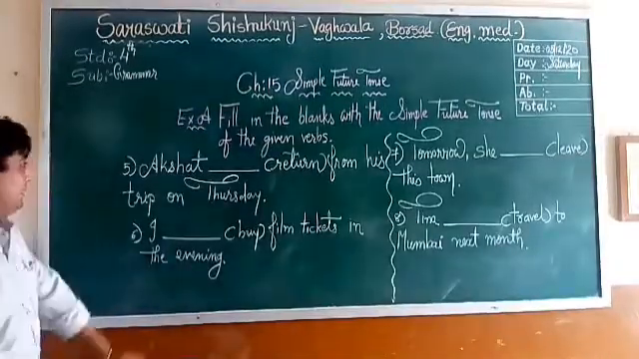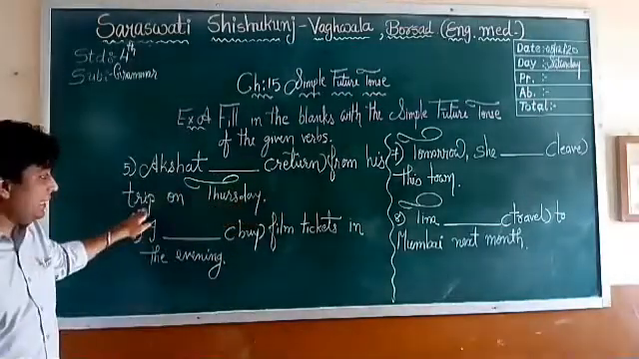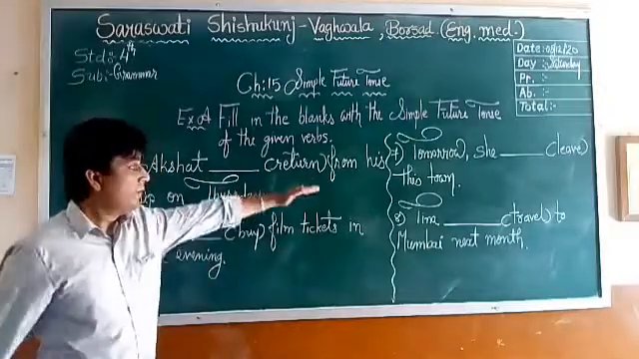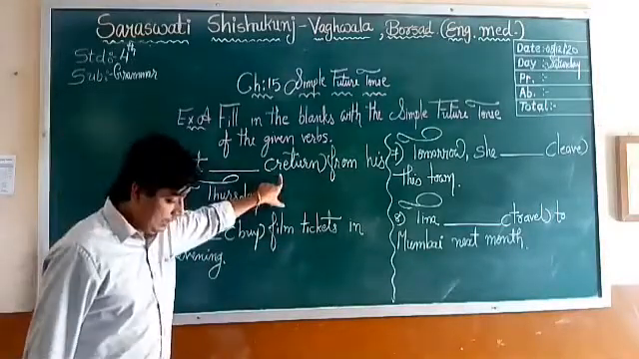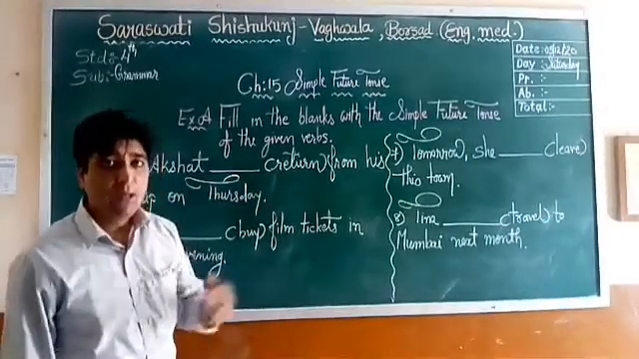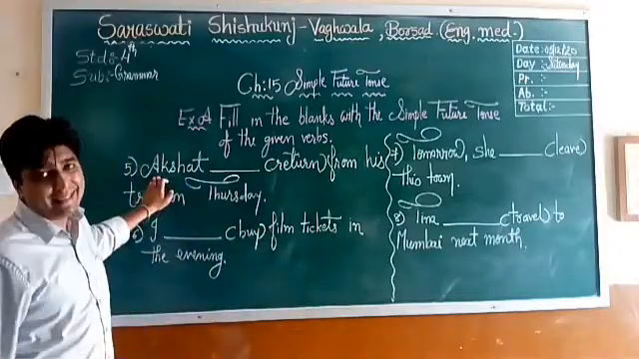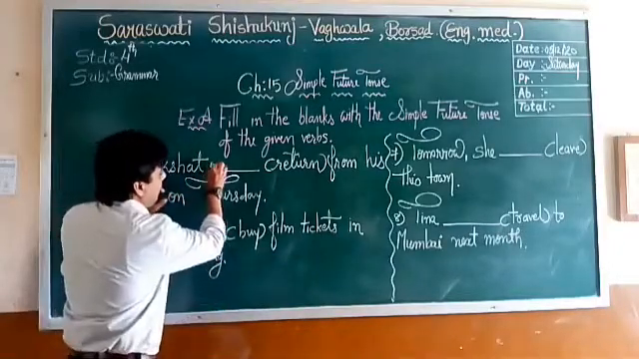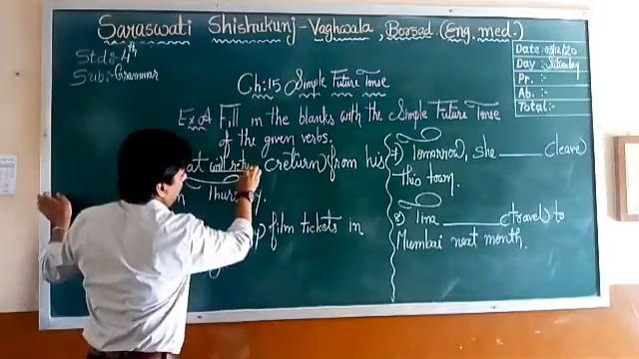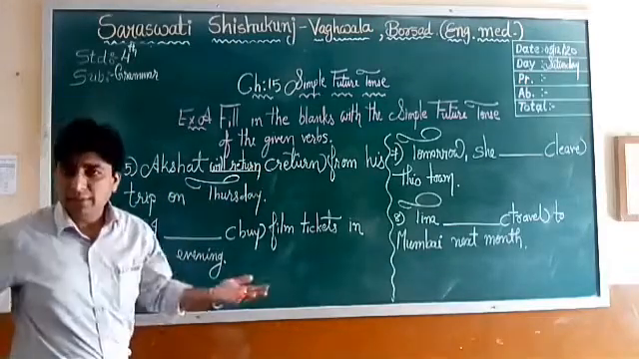Alright students, now let's see the fifth one. Akshat ___ from his tree on Thursday. On Thursday, Akshat ___ from his tree. In bracket it is given: written. Written is one verb, the main form, right? So Akshat is the subject, so immediately we will write will. Written as it is. So Akshat will written from his tree on Thursday.